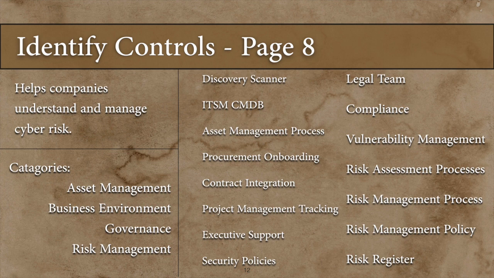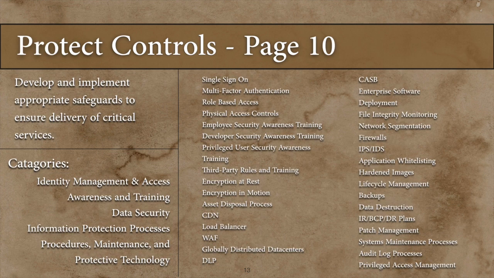So our first set of controls, the Identify controls, start on page 8 of the player's guide. These help companies understand and manage cyber risk. There are categories inside of here: asset management, business environment, governance, and risk management. I won't go through each of these because they're detailed inside of your player's guide, but you can see a theme where at this point what you're doing is assembling teams, tools, technologies to try and identify all the things that you need to protect in your environment and potentially detect when there are problems. You'll need these when you move into the next phase, which is the Protect.